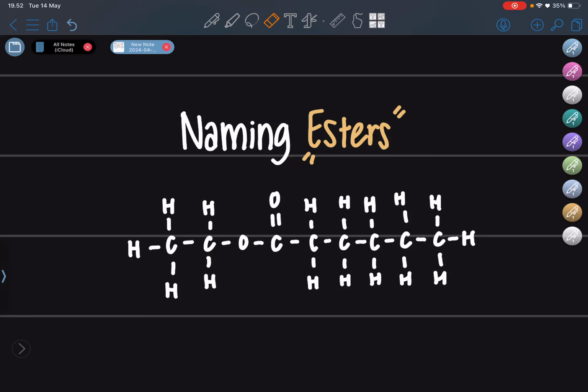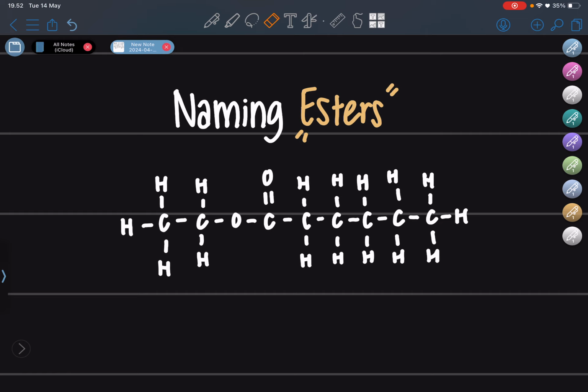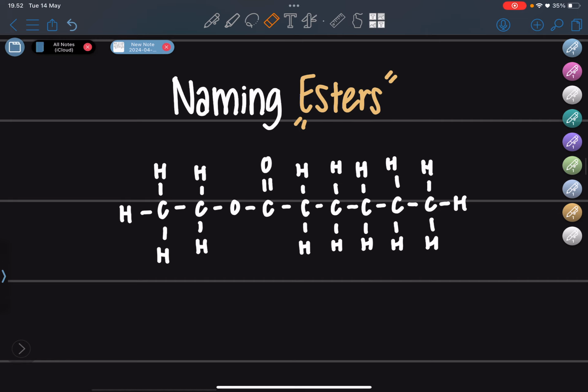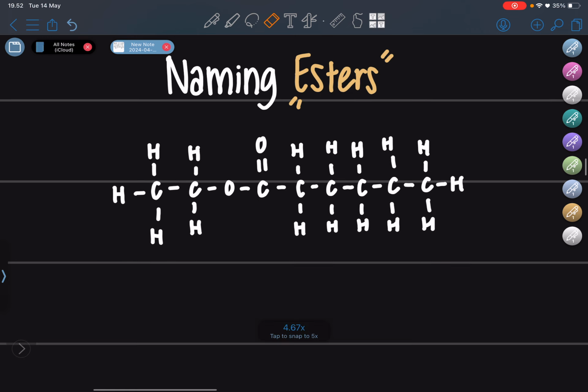Everyone, I'm Charissa Hazel from JCB, and today I will be explaining the concept of naming esters. So over here on the screen, you can see an example of the displayed formula of an unknown ester that we are going to figure out the name of.